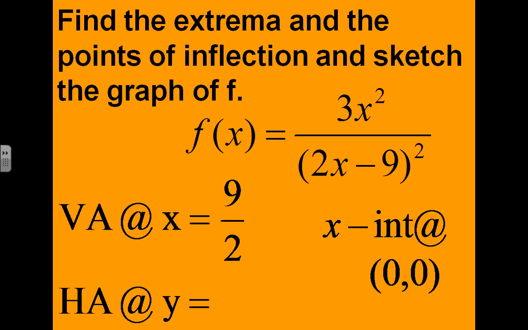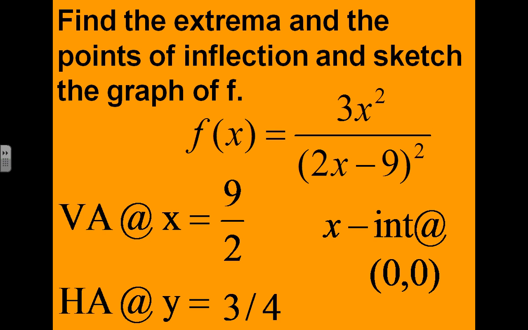Or is it oblique? Actually, it's not oblique because the degrees are the same. So you take the leading coefficient, which is 3, and then the denominator is 2 squared, so that's going to give you 4. So it should be at 3/4. Also, you can use your TI to help you in graphing these, but you still need the mathematics and the labels to sketch your graph.